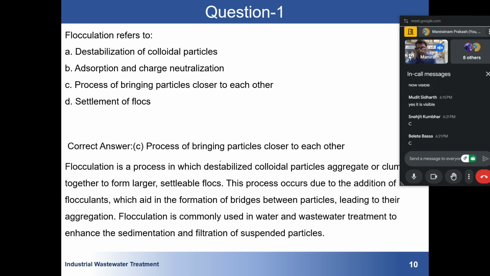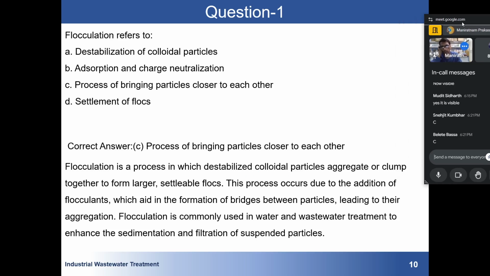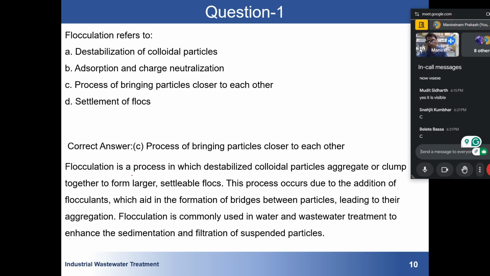Flocculation is the process in which destabilized colloid particles aggregate or clump together to form larger, stable flocs. This process occurs due to the addition of flocculants, which aid in the formation of bridges between particles, leading to their aggregation. Flocculation is commonly used in water and wastewater treatment to enhance the sedimentation and filtration of suspended particles.